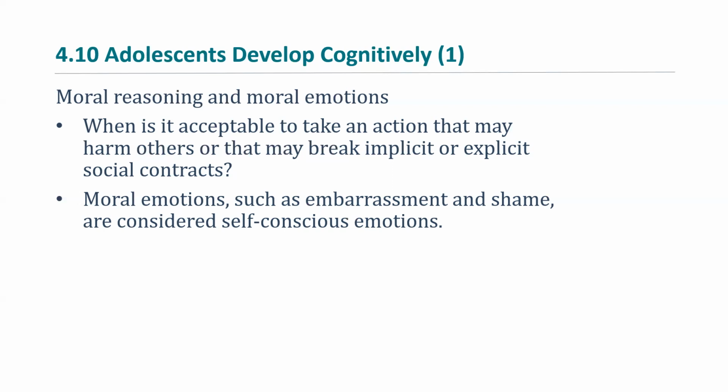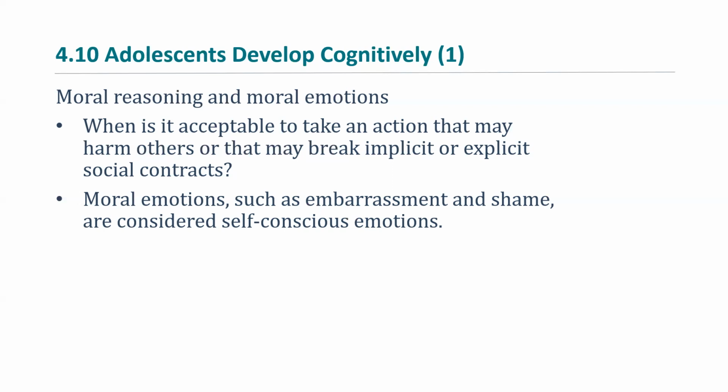The second part here is moral reasoning, which is your thought process about morality. It attempts to look at questions such as, when is it acceptable to take an action that may harm others or that may break implicit or explicit social contracts? We use our moral reasoning to solve these types of dilemmas, and these arise throughout our lives. Everyone's going to face moments where you've got to make tough choices, and it's hard sometimes to figure out what's right. I mean, life is complicated. It's not all easy black and white choices.